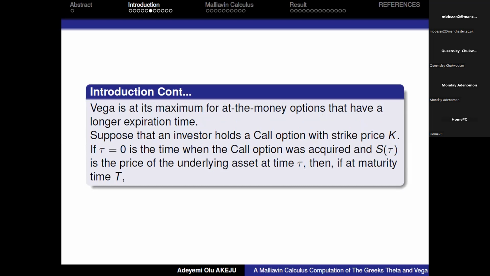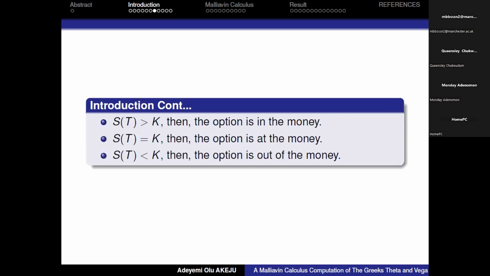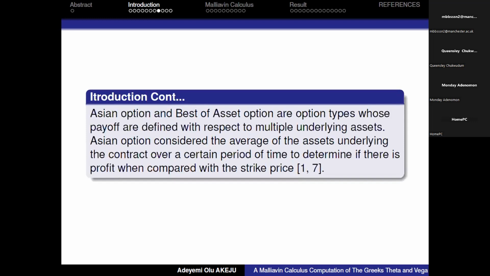Now, suppose that an investor owns a call option with strike price K. Then at tau, time 0, is the time when the call option was acquired in the first place. And we say S of tau is the price of the underlying asset at tau. Then at maturity, at time T, if S of T is greater than K, where K is the strike value, then the option is in the money. If S of T is equal to K, then the option is at the money. Then if S of T is less than K, then the option is said to be out of the money. So these are the concepts that we use in this discussion.